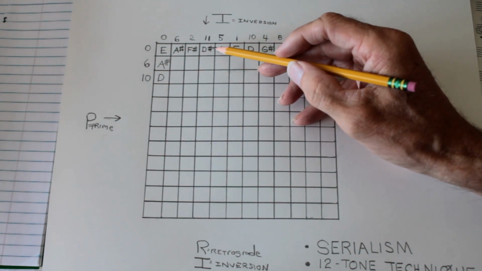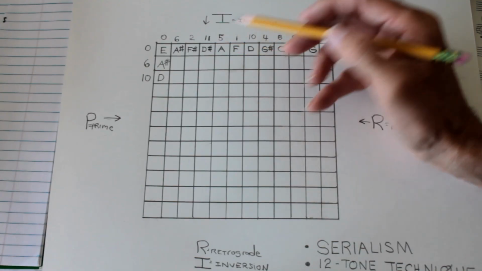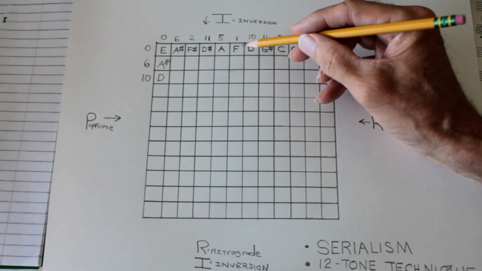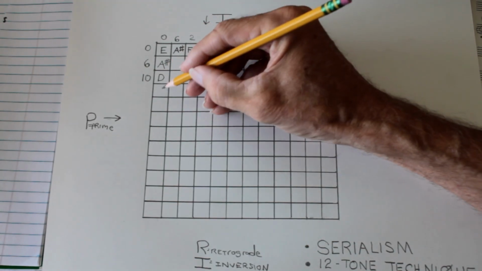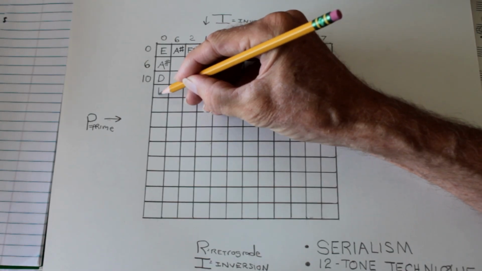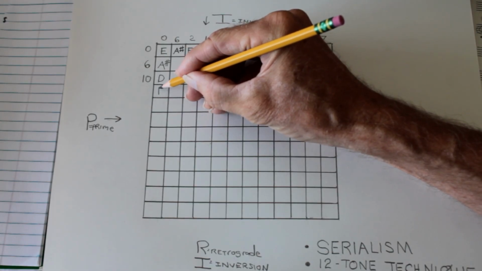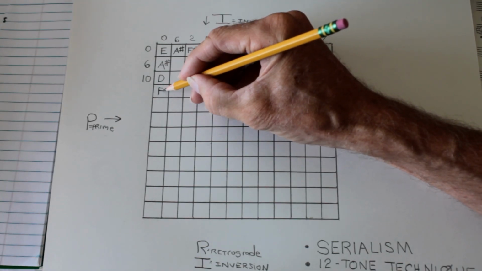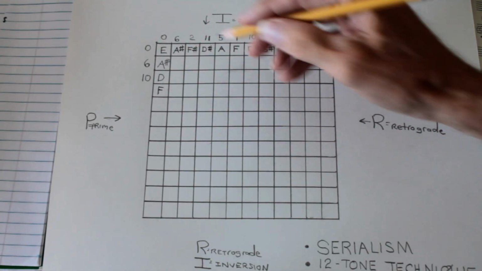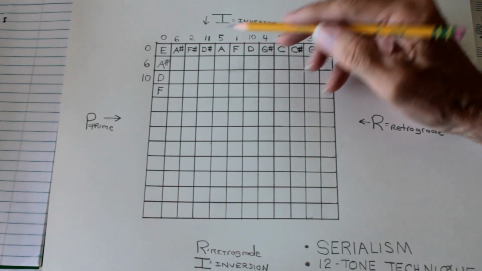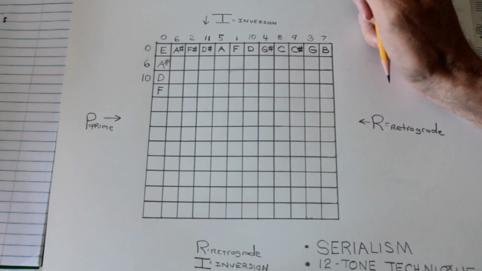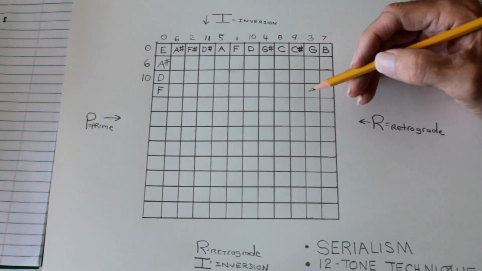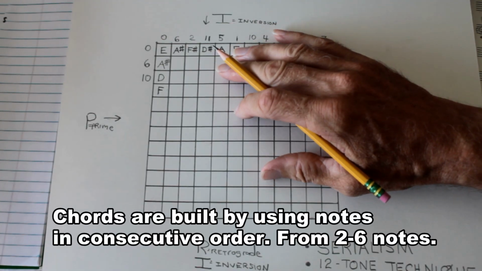Okay, what plus 11 is 12? 1. So the F would go next. It's pretty easy. It's just simple arithmetic. Once you get the hang of the order of how you do this, it's pretty easy, and you can come up with your own rows and figure this whole square out. And then you have all these options of notes and chords to play.